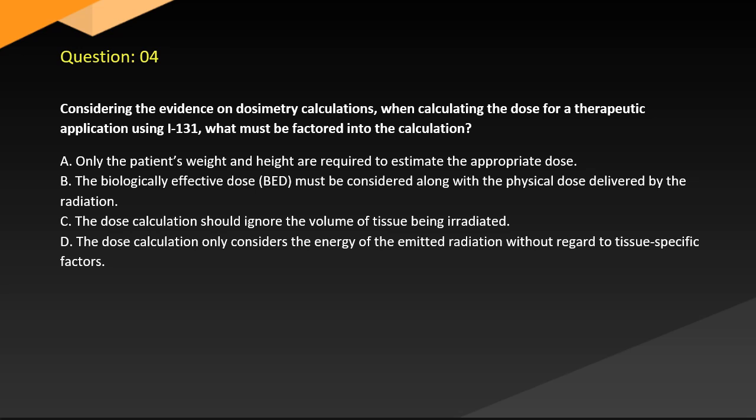Question 4. Considering the evidence on dosimetry calculations, when calculating the dose for a therapeutic application using I-131, what must be factored into the calculation? A. Only the patient's weight and height are required to estimate the appropriate dose. B. The biologically effective dose, BED, must be considered along with the physical dose delivered by the radiation. C. The dose calculation should ignore the volume of tissue being irradiated. D. The dose calculation only considers the energy of the emitted radiation without regard to tissue-specific factors.